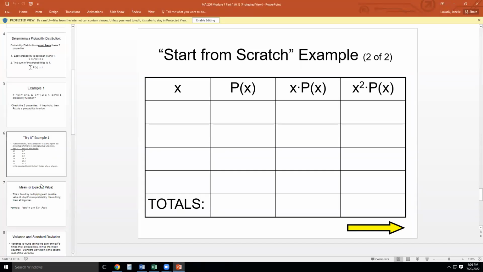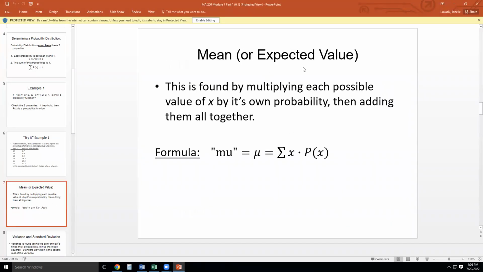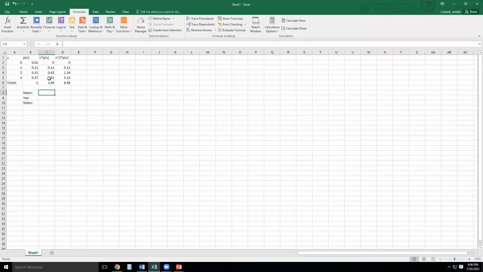Let me go back in these notes here, I'll show you. The mean or expected value of a probability distribution is the sum of all the x times p of x values. That's what we just did there. We found all the x times p of x values and we added them. So no additional calculation needed.